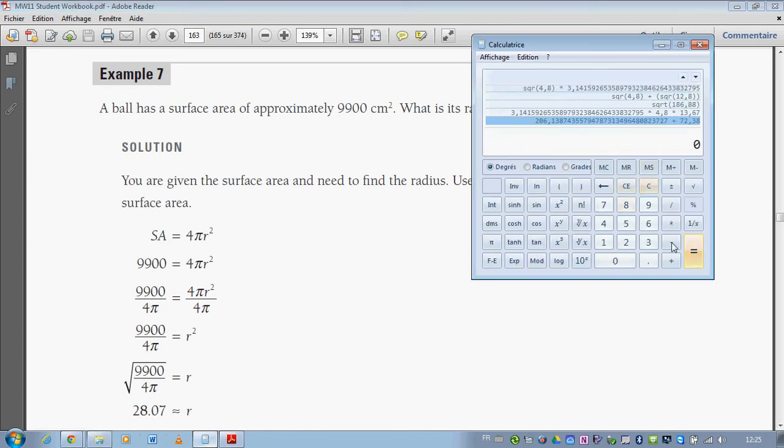So let's do that. So 9,900 divided by, and at this point I'm actually going to open a bracket to accommodate my 4 times pi. And then I close my bracket. That way my calculator understands that I'm actually taking 9,900 and dividing it by the product of 4 times pi. So that gives me 12.56637. And then you should square root that.